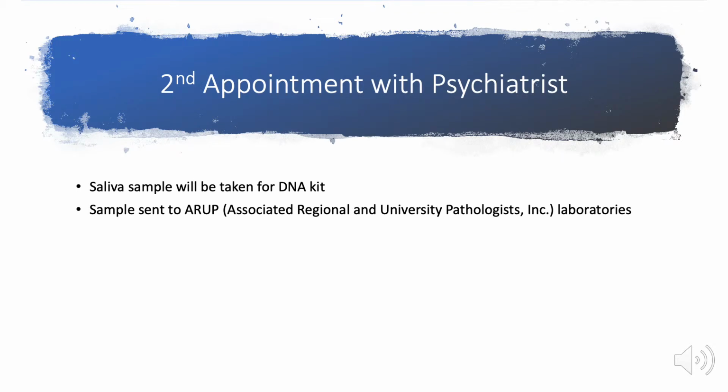Since it takes a minimum of 4 weeks for genetic results to come back, there will be appointments scheduled in the time between the follow-up. The patient will have a second appointment with the psychiatrist where a sample of saliva will be taken for the DNA kit, and it will be sent back to the ARUP, which stands for Associated Regional and University Pathologists Incorporation Laboratories, for lab tests.